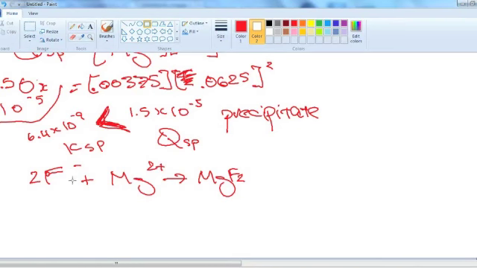Okay, so now that we have this net ionic equation, we just need to put down the moles of what we have to find the limiting reactant. So how many moles of fluorine did we have? Let's check on that. We had 0.025 moles. And we have 0.0015 moles here. Easy. So which one is the limiting reactant?